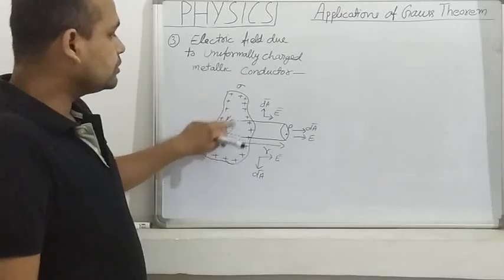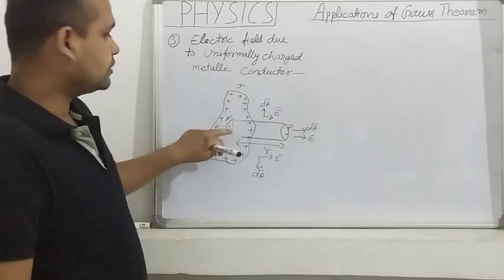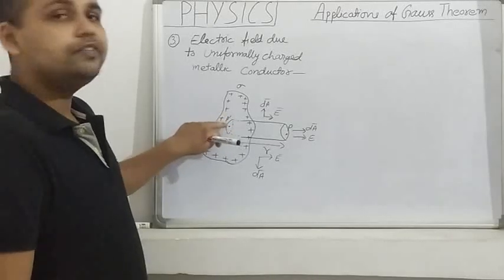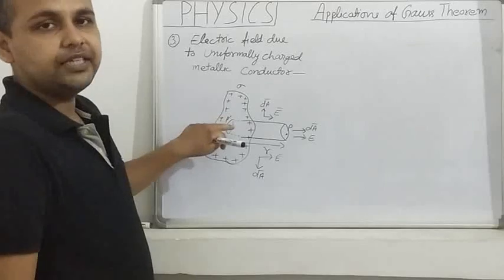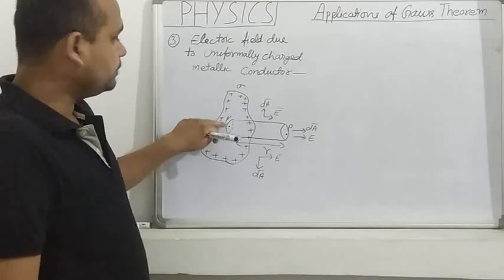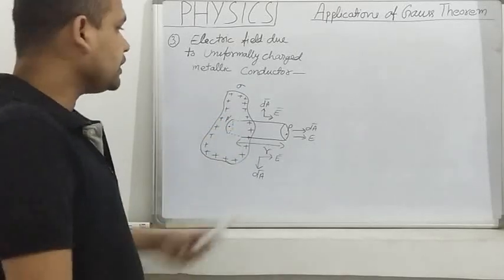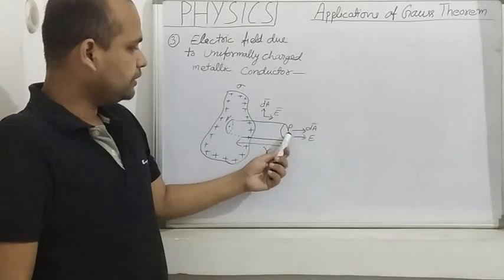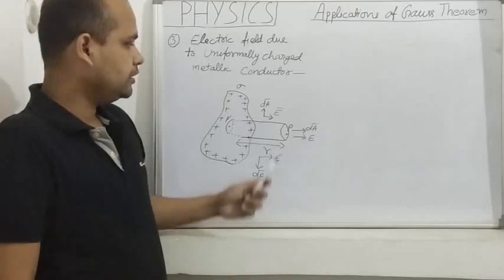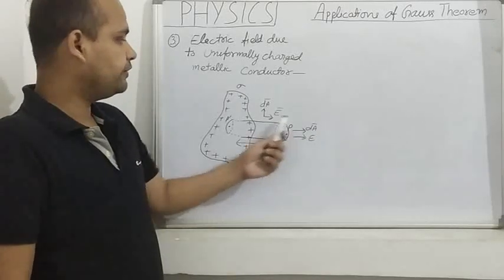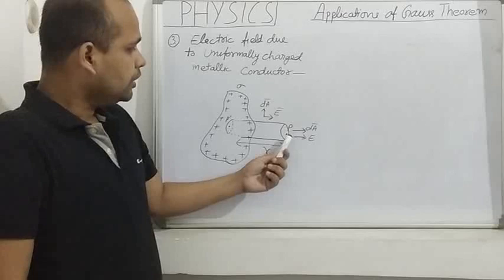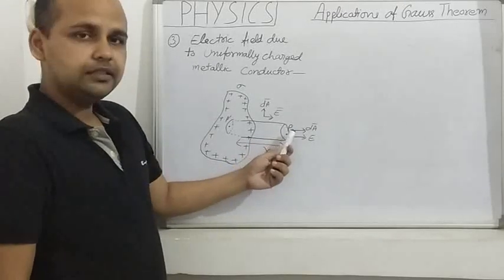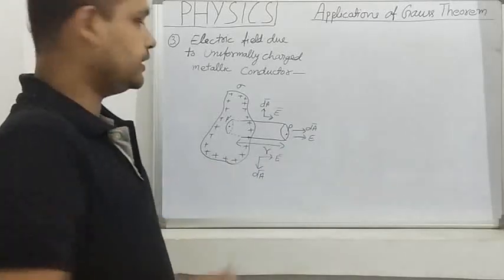Why? Because there is no charge inside the conductor, and since the other end is lying inside the conductor only, therefore there will be no electric field at the point P dash. Okay. Only the electric field which will be there will be at this point. So we will find the electric flux at this plane face of the cylinder and we will get the electric field.